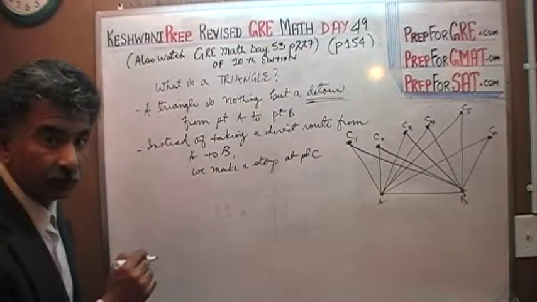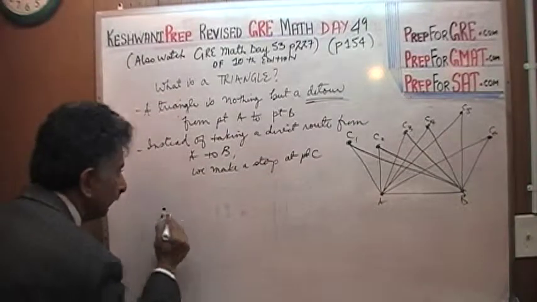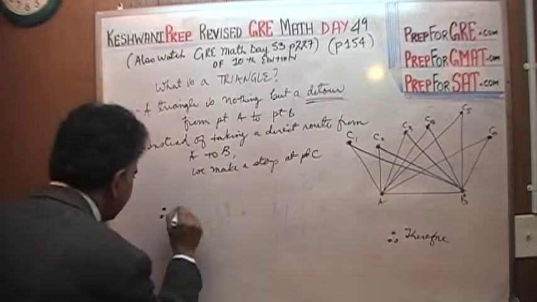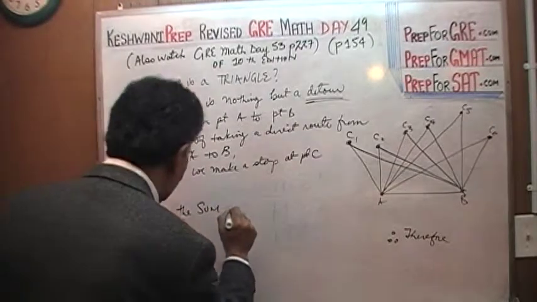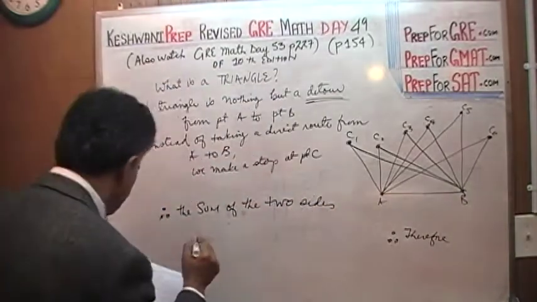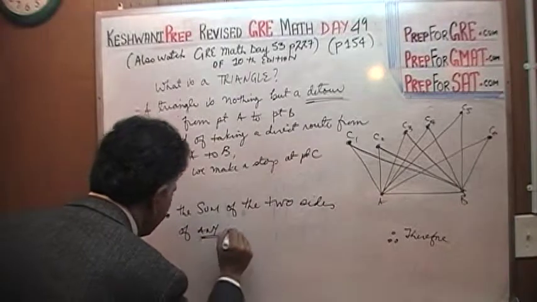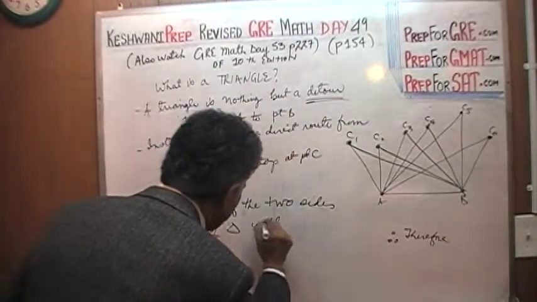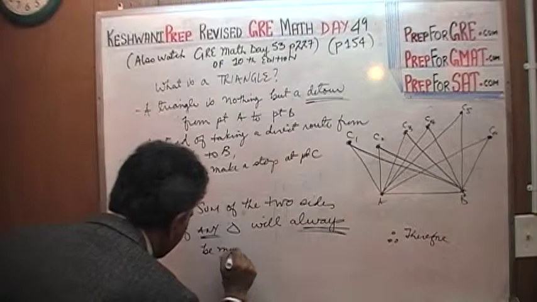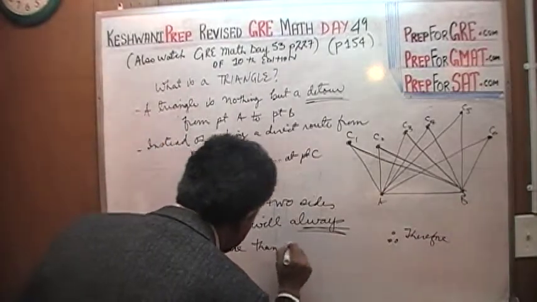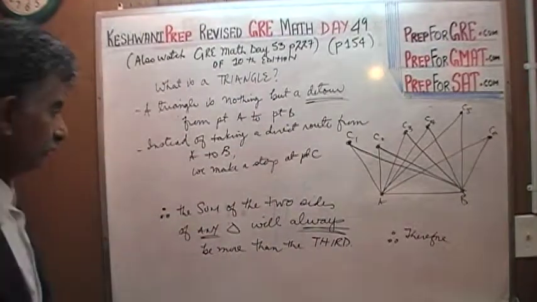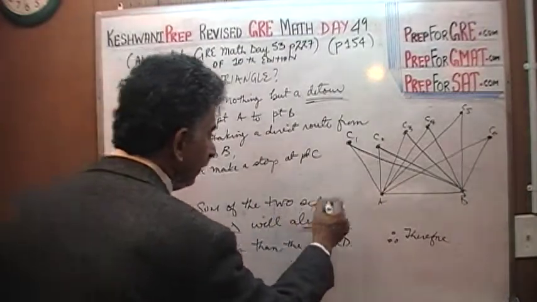Therefore, because we're making a detour, therefore, this symbol right here means therefore, the sum of the two sides of any triangle will always be more than the third side, because the sum of the two sides represents the detour. The sum of the two sides, which represents the detour.